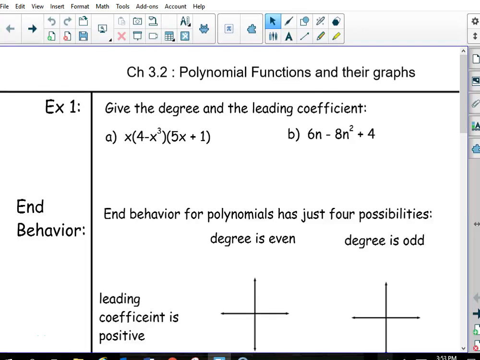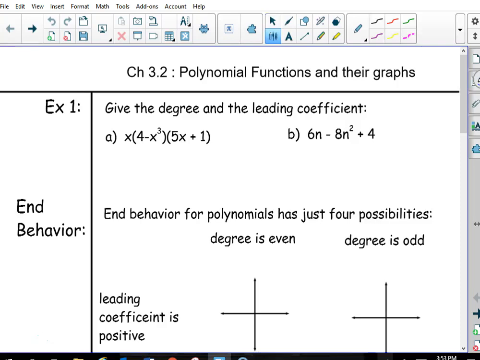Chapter 3.2, Polynomial Functions and Their Graphs. And this is going to be a little bit about graphing and a little bit about finding zeros or x-intercepts. So we start out with something really simple. Give the degree and the leading coefficient of each of these expressions.